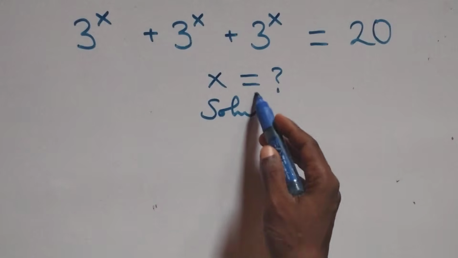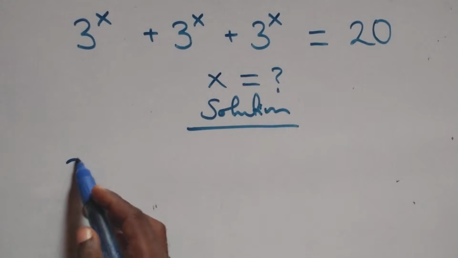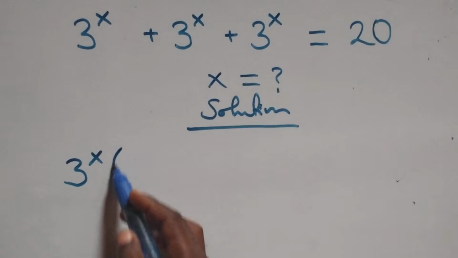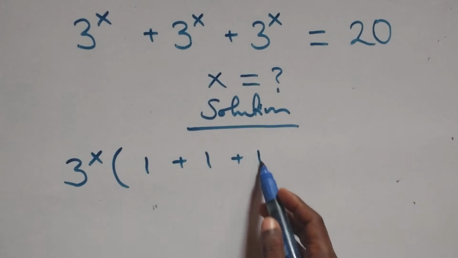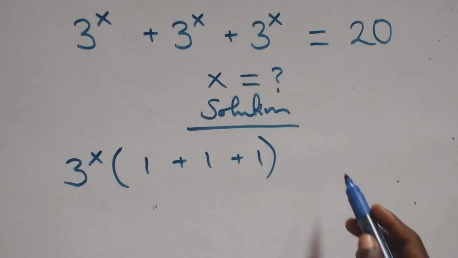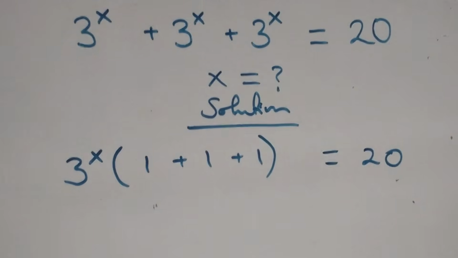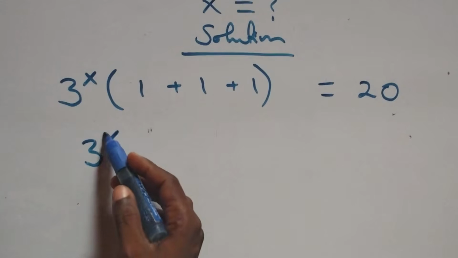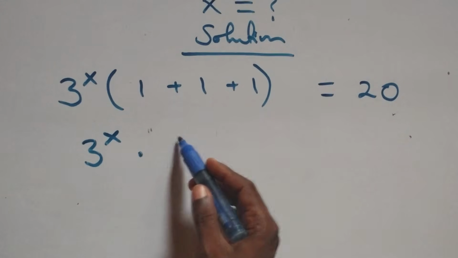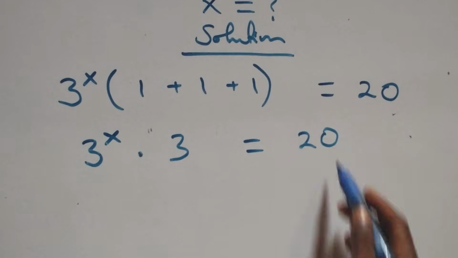Solution from here. What we have here is a factor 3 raised to power x. That is, we have 3 raised to power x into brackets 1 plus 1 plus 1 equals 20 on this side. That is, I have 3 raised to power x times 1 plus 1 plus 1, that's 3, equals 20.